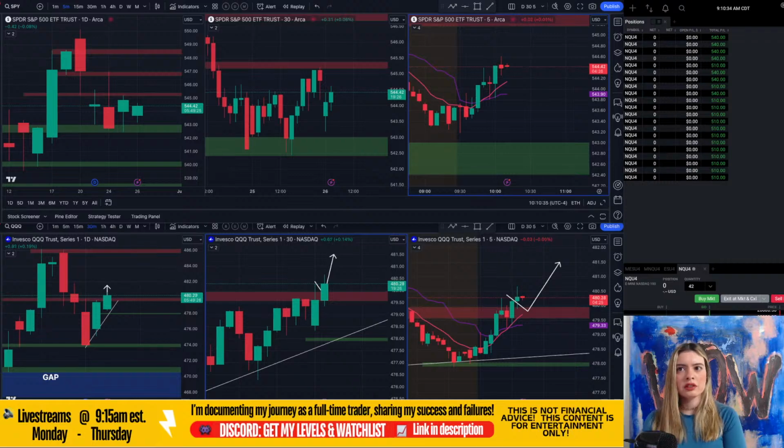Okay, give me a little pullback here. Microsoft is right at resistance. Same thing with Apple. NVIDIA and Meta are the ones that are looking very good.